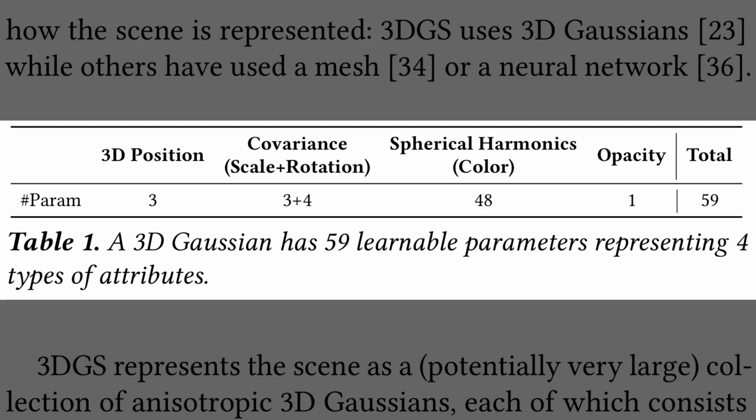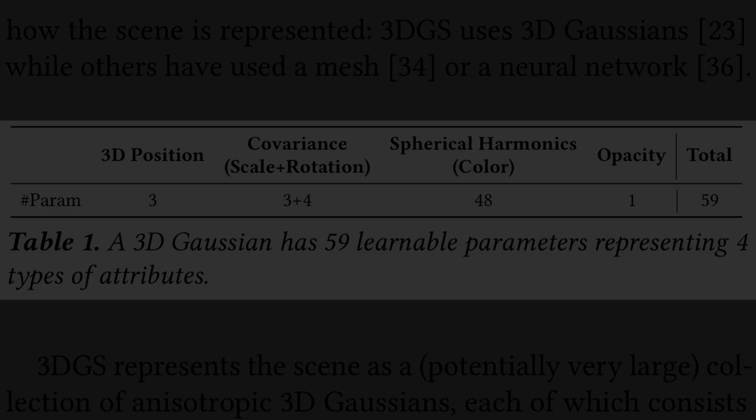Table 1 now breaks down what each Gaussian actually stores. The table shows 4 attribute groups: 3D position with 3 numbers, covariance as scale and rotation with 3 plus 4 numbers, spherical harmonics color with 48 numbers, and opacity with 1 number, totaling 59. This breakdown matters because memory scales linearly with these attributes, which is why selective offloading and caching can bring huge savings. In short, most bytes live in color, not in geometry.